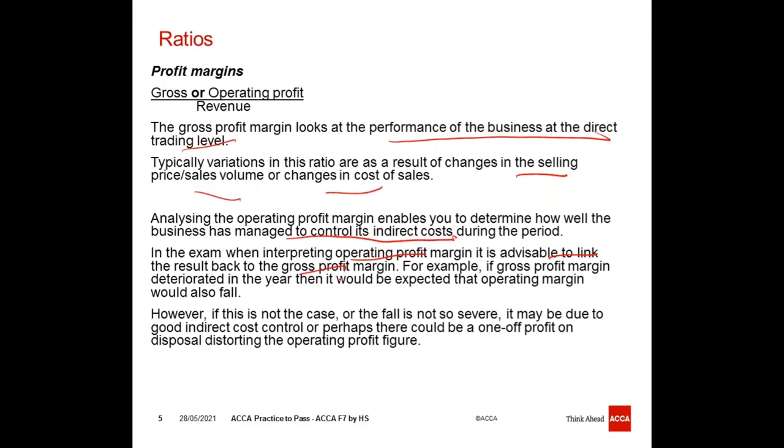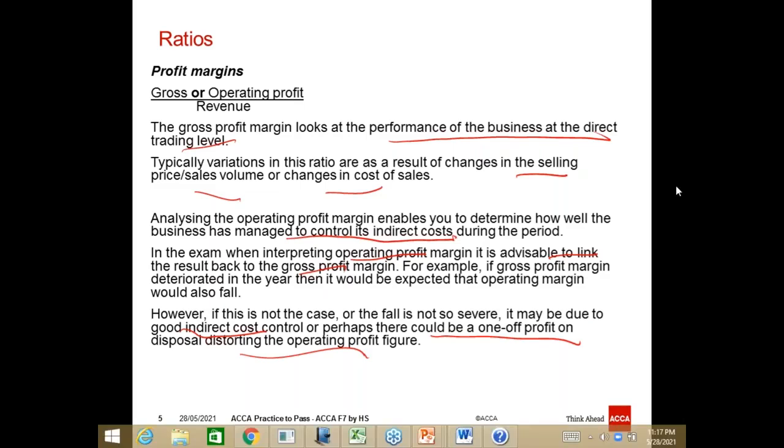And if there is a change in the operating profit, it might be due to good direct, indirect control, and there could be one-off profits, like a gain on disposal that boosts the profits. So if anything is one-off, not recurring, then you need to highlight that point in your negotiation skills.